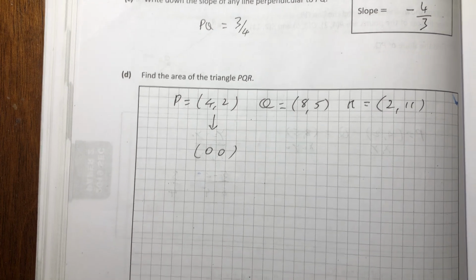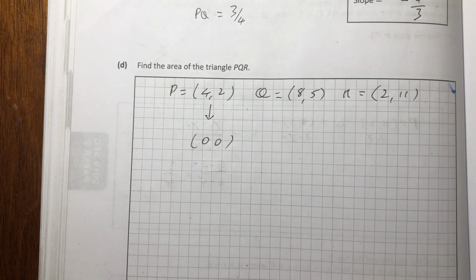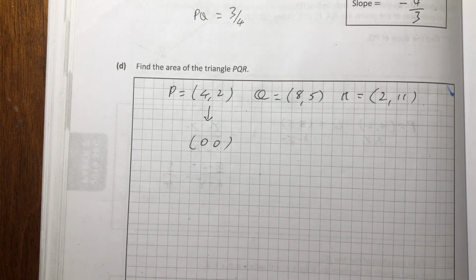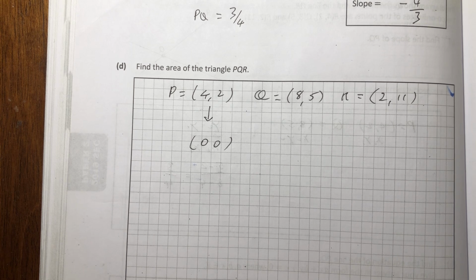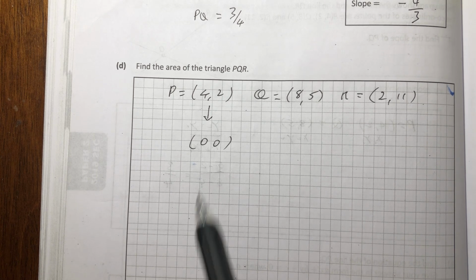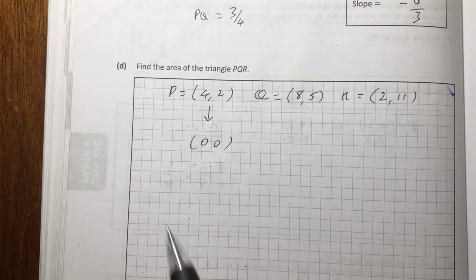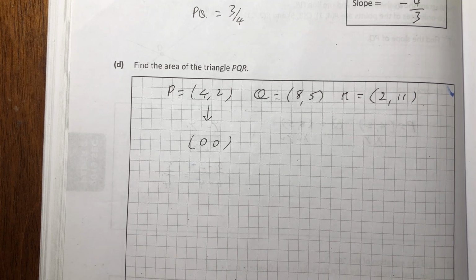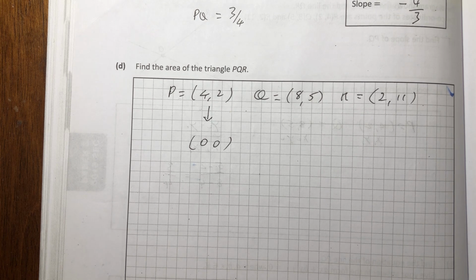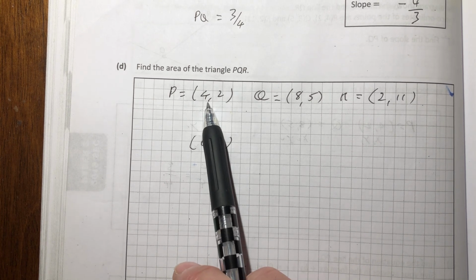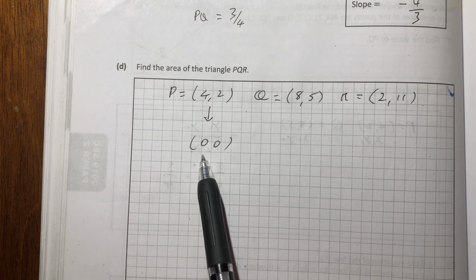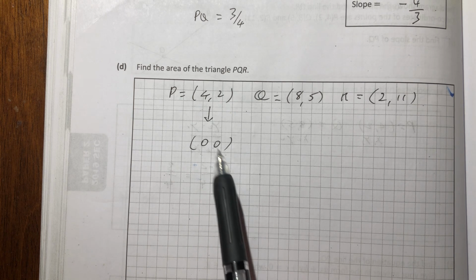We're on the last piece, and it says, again, find the area of the triangle PQR. If you're trying to find the area of a triangle, one of your points has to be 0, 0. And again, quickly looking, there's P, there's Q, there's R, there's no 0, 0. So what do we have to do? We have to make one of them 0, 0. Now, you can pick whichever point you like, but if I was doing it, I'd go with 4, 2, because 4, 2 is closest to 0, 0.